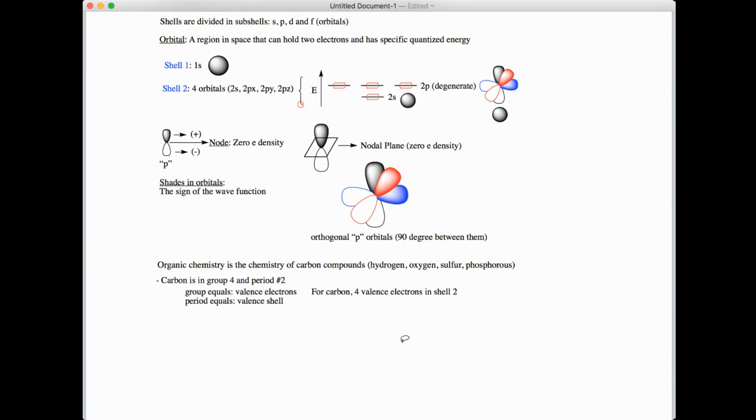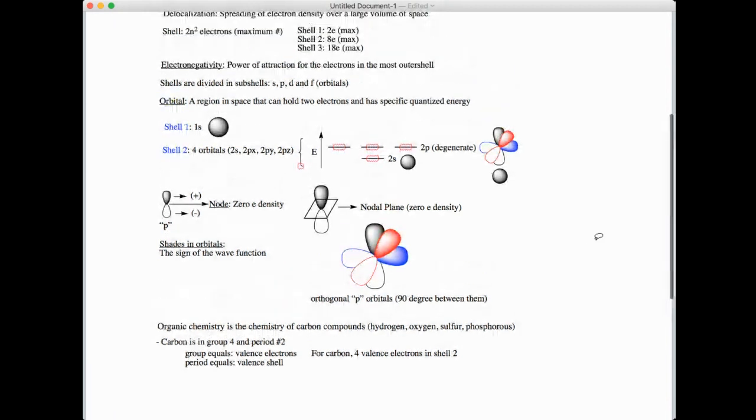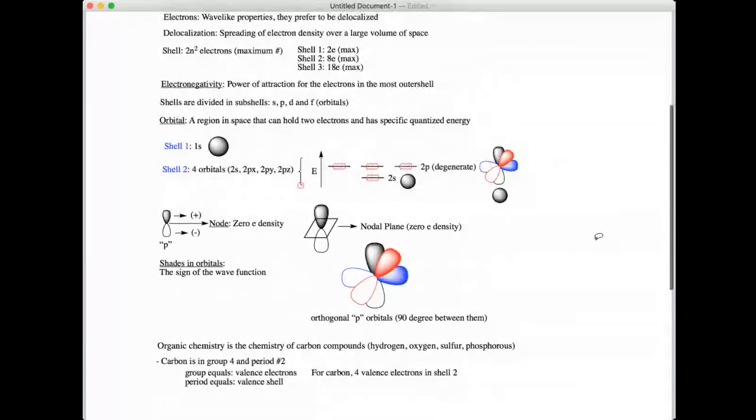What's the total number of orbitals that we can find in shell number 2? 4 orbitals. Okay. In shell number 2, we also have 4 orbitals, correct? And therefore, guys, and this is very relevant, what is the maximum number of bonds that carbon can potentially have? 4, okay?